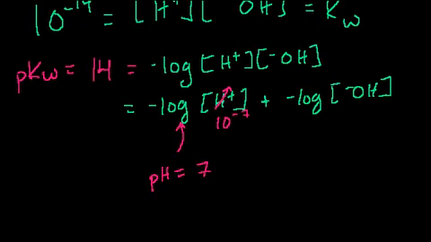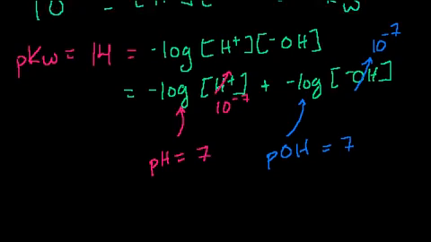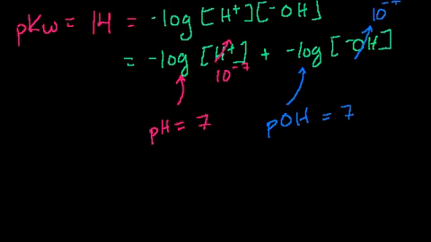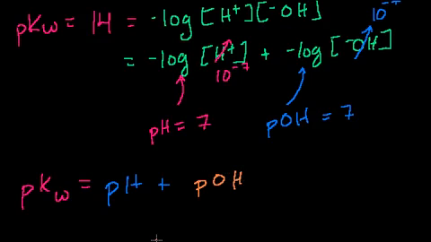And what is this over here? This is our pOH, the minus log of the hydroxide concentration. And of course, that was also 10 to the minus 7. So the log of that is minus 7, you have a minus in front, so it's equal to 7. So you get right there that little formula that the pKw, or the negative log of the equilibrium constant of water, pKw is equal to the pH of water plus the pOH of water.